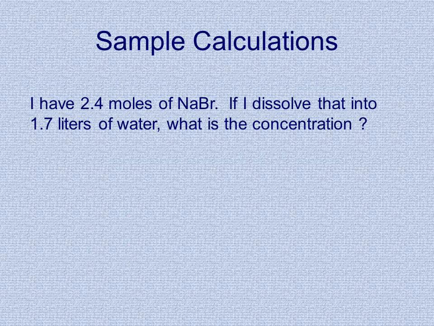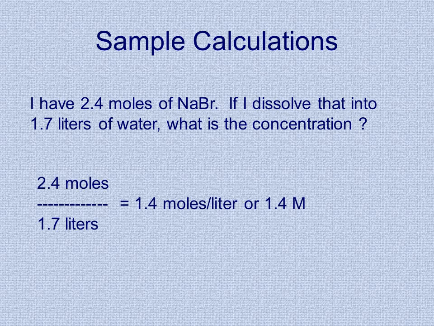Well, how does this work? I have 2.4 moles of sodium bromide. I dissolve that in 1.7 liters of water. What's the concentration? Well, 2.4 moles divided by 1.7 liters gives 1.4 moles per liter, or 1.4 molar, capital M standing for molar.